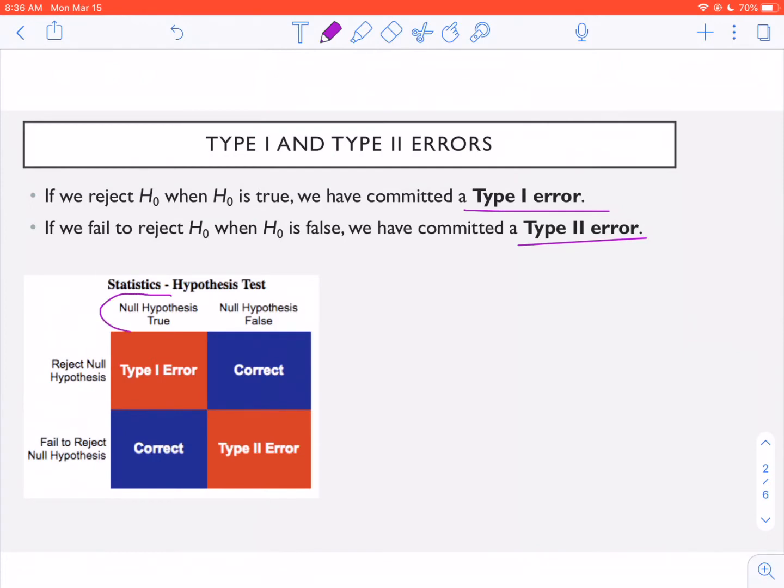If my null hypothesis is indeed true, but I reject it, that's a type 1 error. If I fail to reject it, that's actually a correct decision. If my null hypothesis is false, and I reject the null hypothesis, that's a correct decision. If my null hypothesis is false and I fail to reject it, that's called a type 2 error. So when you're looking for these types of errors, if you can recreate this organizer, that will help you decide what type of error, if at all, it is.